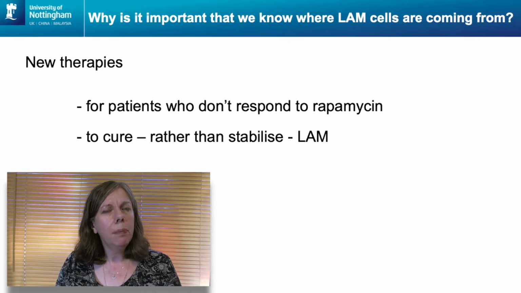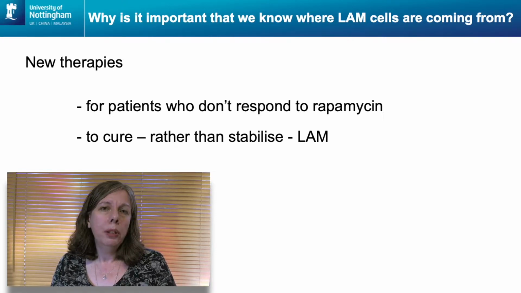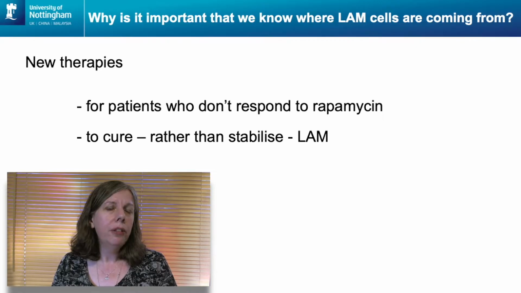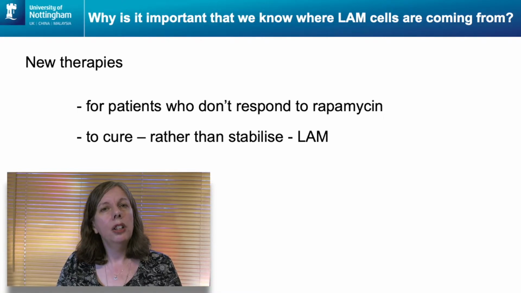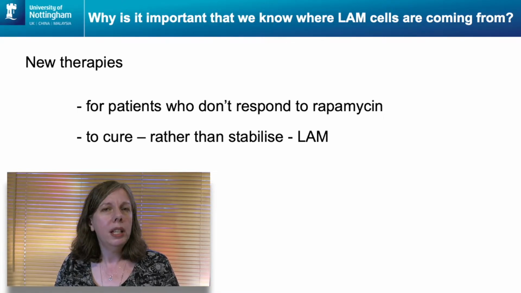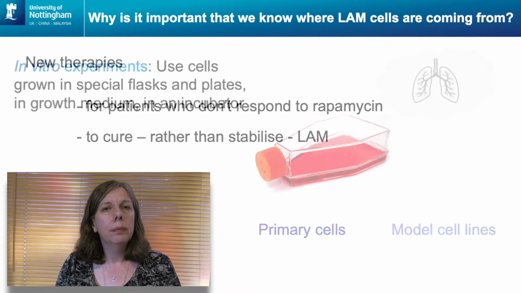So why is it important that we know what the cell of origin of LAM is? I'll tell you something about the way we do our research. We're looking for new therapies for LAM, therapies that will treat patients who don't respond to rapamycin, and also drugs that might cure LAM rather than just stop it from progressing. And to do this, we do two quite different types of experiment.